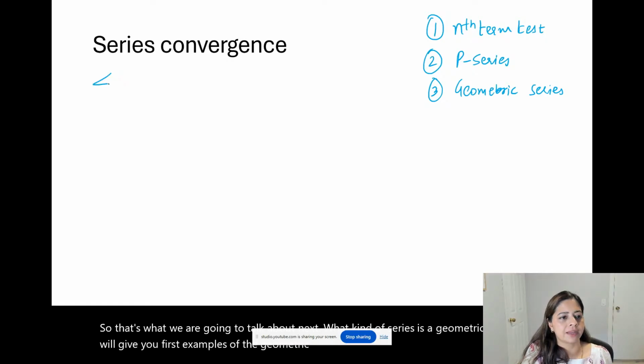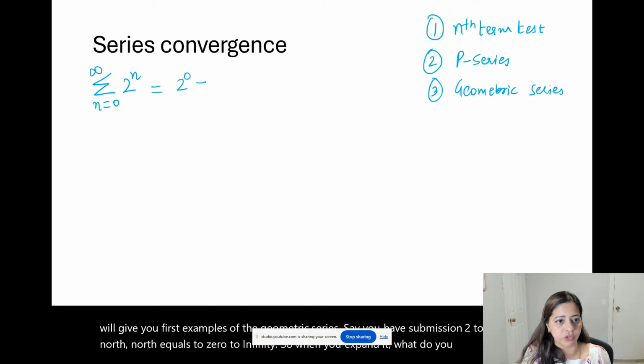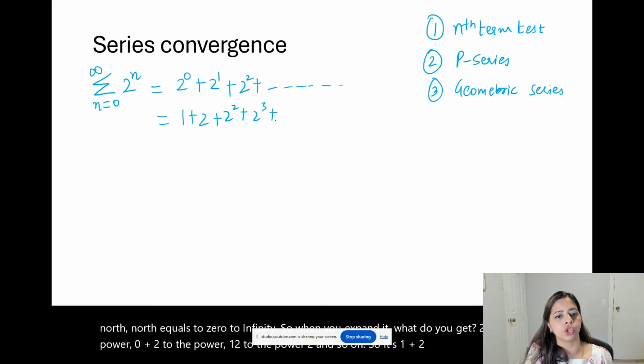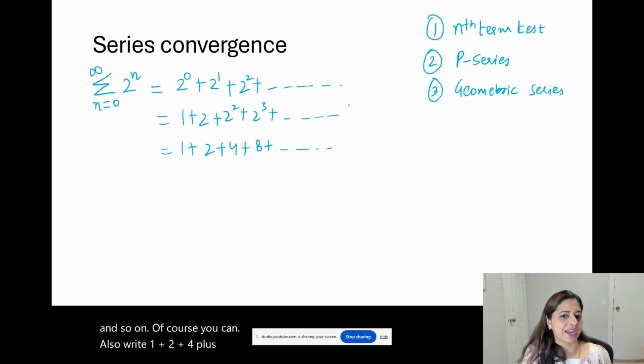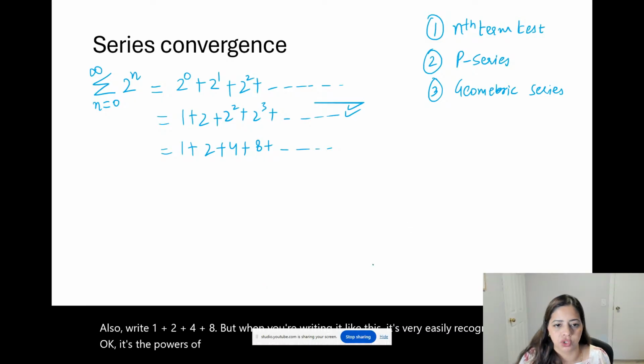Say you have summation 2 to the power n, n equals 0 to infinity. When you expand it, what do you get? 2 to the power 0 plus 2 to the power 1, 2 to the power 2, and so on. So it's 1 plus 2 square plus 2 cube, and so on. Of course, you can also write 1 plus 2 plus 4 plus 8. But when you're writing it like this, it's very easily recognizable that it's the powers of 2. All of the numbers are powers of 2.